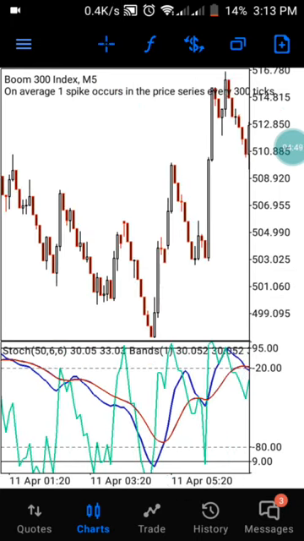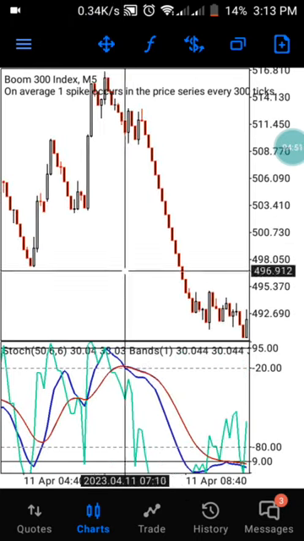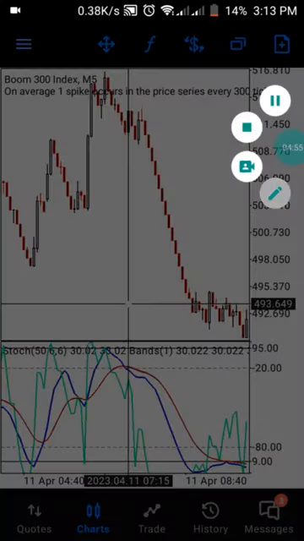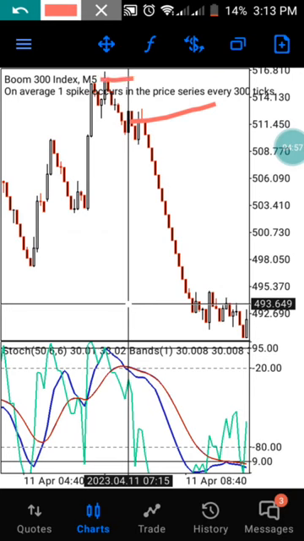You see, that is exactly the same thing that happened here at this period. When they cross each other, you begin to enter your market at this level. Your stop loss will be here, and you keep on taking your profit. Anytime your green line is crossing above 80, which is this level, you can take up your profit.